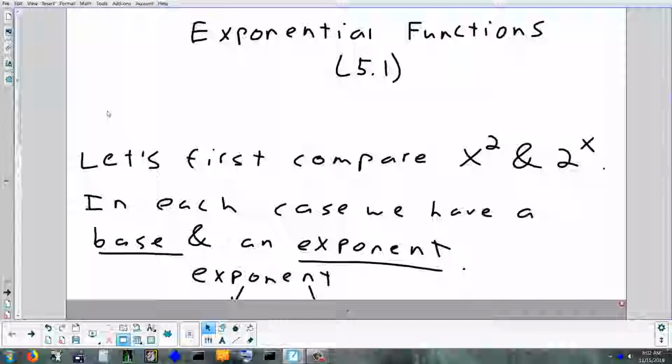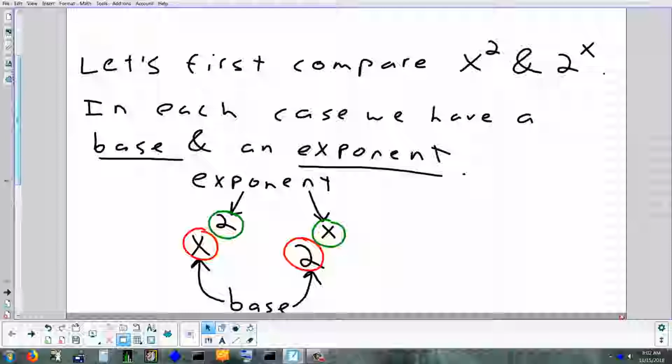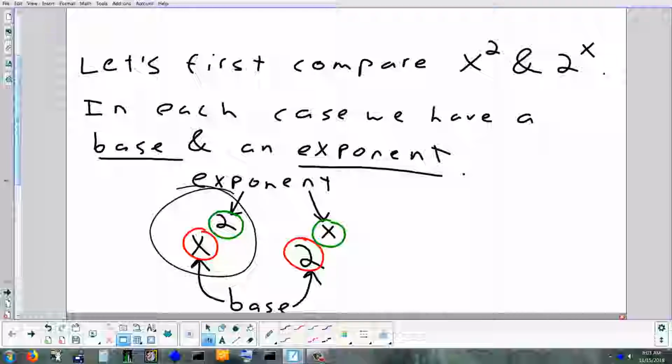Okay, they're different, right? If you look at where the variable is, one of those is exponential, one of them isn't. They each have a base and an exponent. So if I scroll down a little bit, the base is always the number that's lower, the exponent's always the thing that's higher. And when you write something like on the left, a variable for the base and a fixed number for the exponent, this is a polynomial. That's a quadratic polynomial. It's x to the second power.